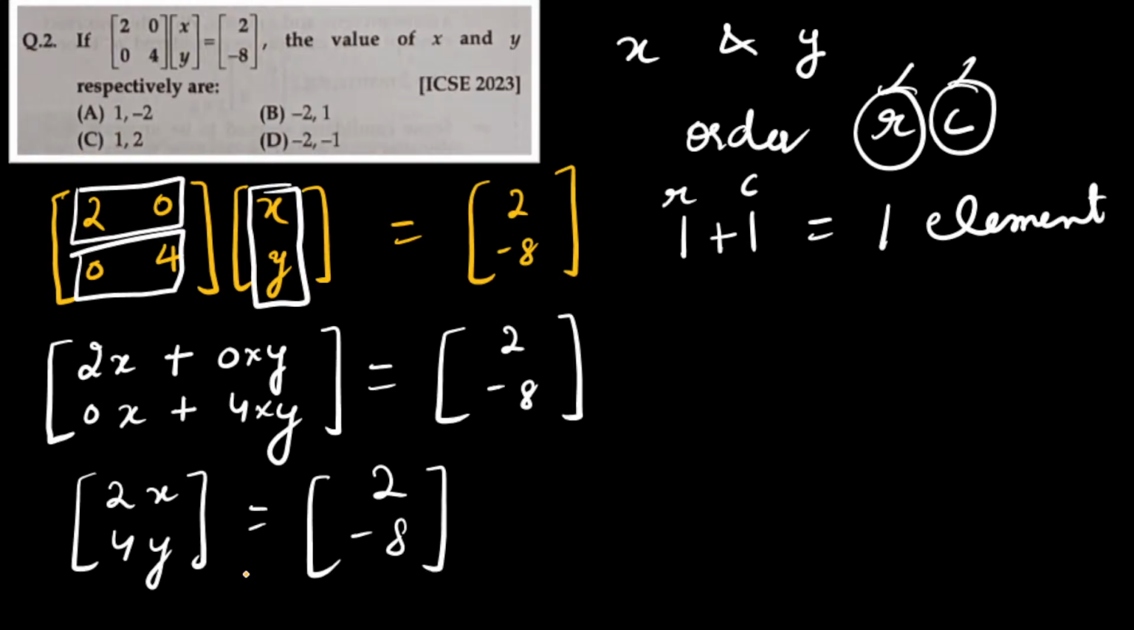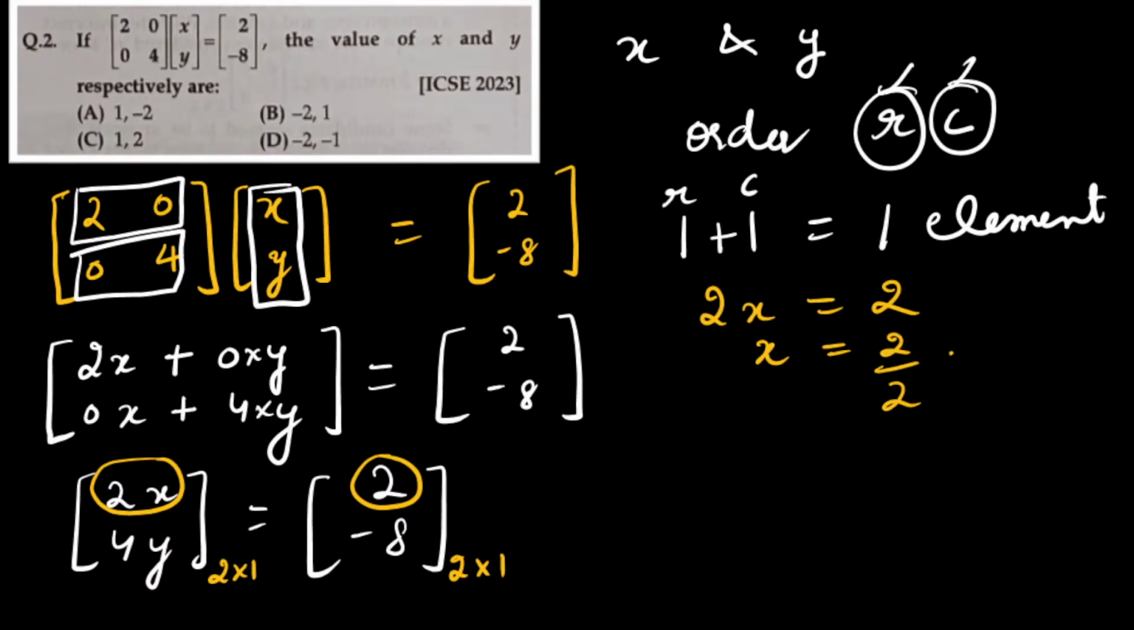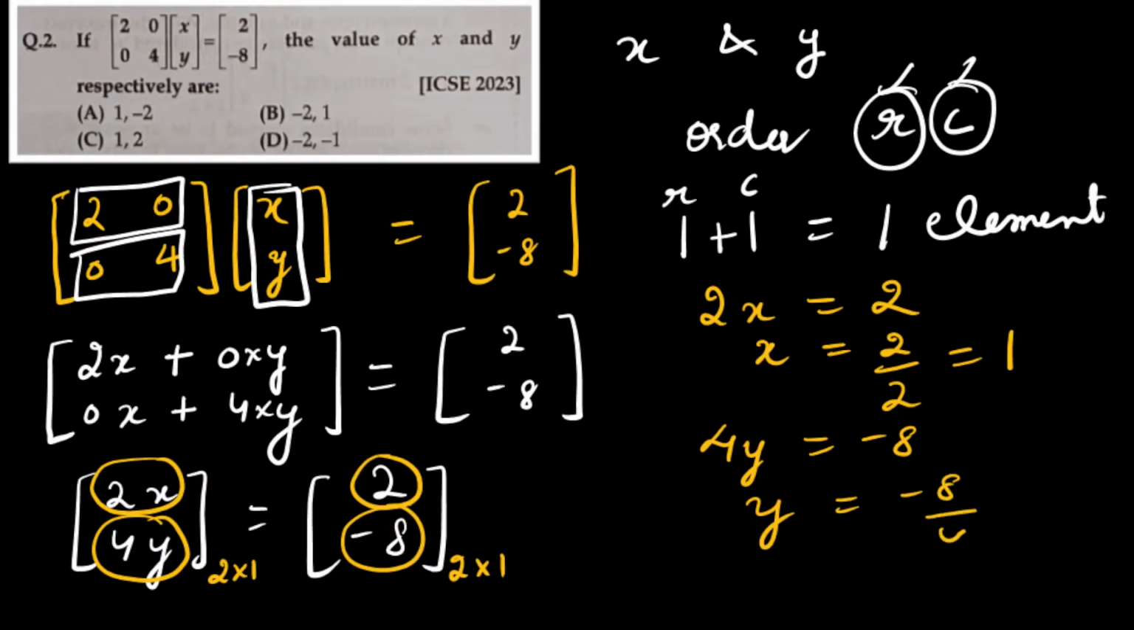Now we have got two matrices and an equals sign is there. That means we have to equate these matrices, and if we see, their order is the same: 2 rows and 1 column, 2 rows and 1 column. So we can equate the elements. 2x from this matrix is equal to 2. So this element we have to equate with this element, and from here we can find the value of x. 2 by 2 is equal to 1. Same way, this element 4y is equal to minus 8. So y is equal to minus 8 by 4, which is equal to minus 2. So 1, minus 2 is the answer.